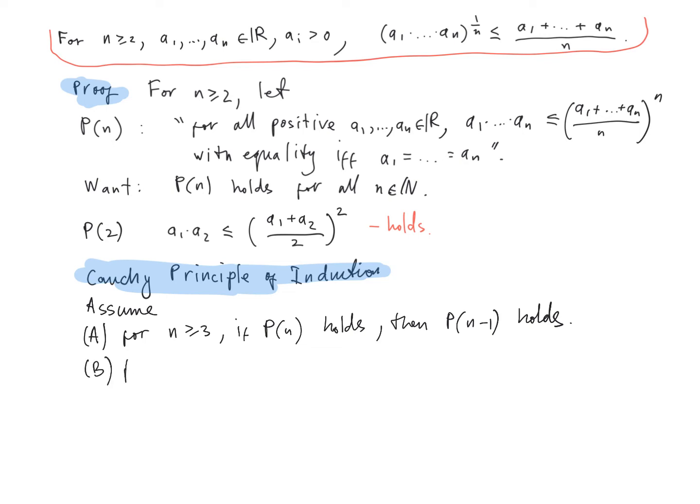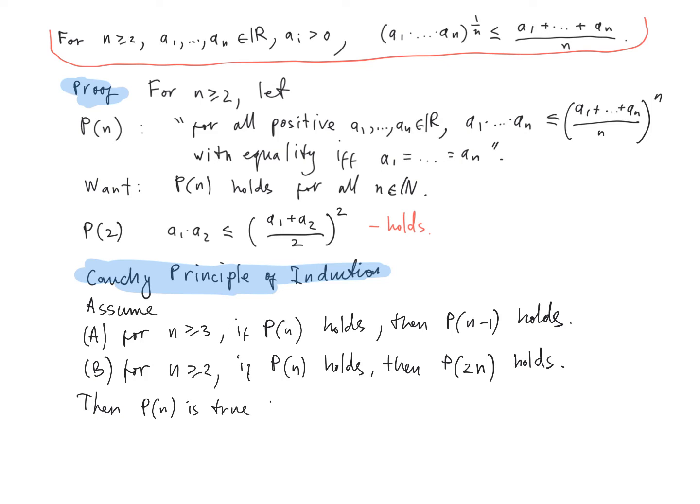And the B part, for n greater or equal than 2, if P of n holds, then P of 2n, so 2 times n, holds. Okay, so assume these two properties, then the conclusion is that P of n is true for all natural numbers n.